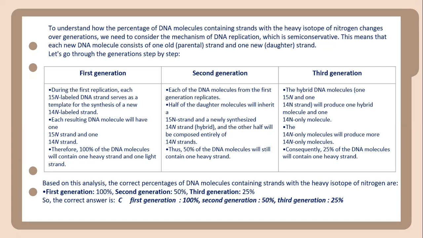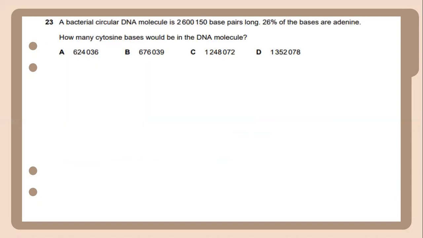And the 14N-only molecules will produce more 14N-only molecules. Consequently, 25% of the DNA molecules will contain only heavy strand. So based on this analysis, the correct percentages of DNA molecules containing a strand with the heavy isotope of nitrogen are: first generation 100%, second generation 50%, and third generation 25%. So the correct answer will be C.